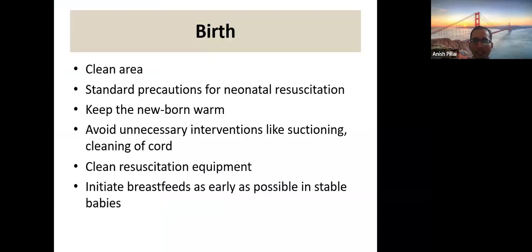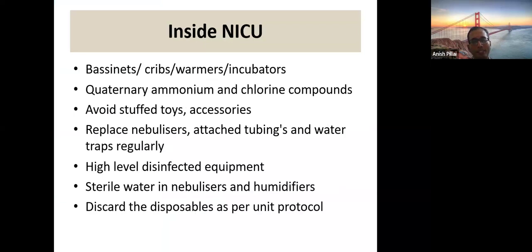At birth, we maintain a clean area, standard precautions, avoiding unnecessary handling, clean resuscitation equipment, using clean sterile scissors to cut the cord, starting breastfeeding as early as possible. There should be a protocol like how many times in a day the walls are going to be cleaned, the warmers are going to be cleaned.